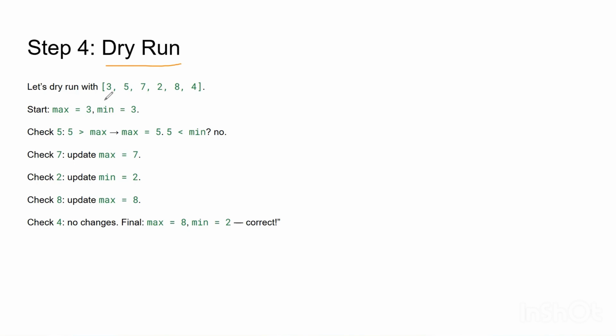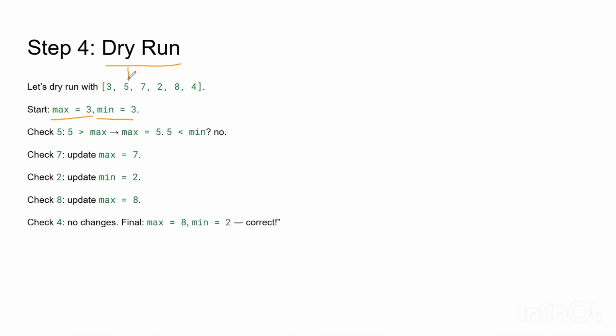So we have array 3, 5, 7, 2, 8, 4. Now the solution that we've come up with is we will keep updating the maximum and minimum value as we traverse through the array. So initially the maximum value is going to be the first element of the array, that is 3, and minimum value will also be the same element 3. So the starting element will be the maximum element as well and minimum element as well.